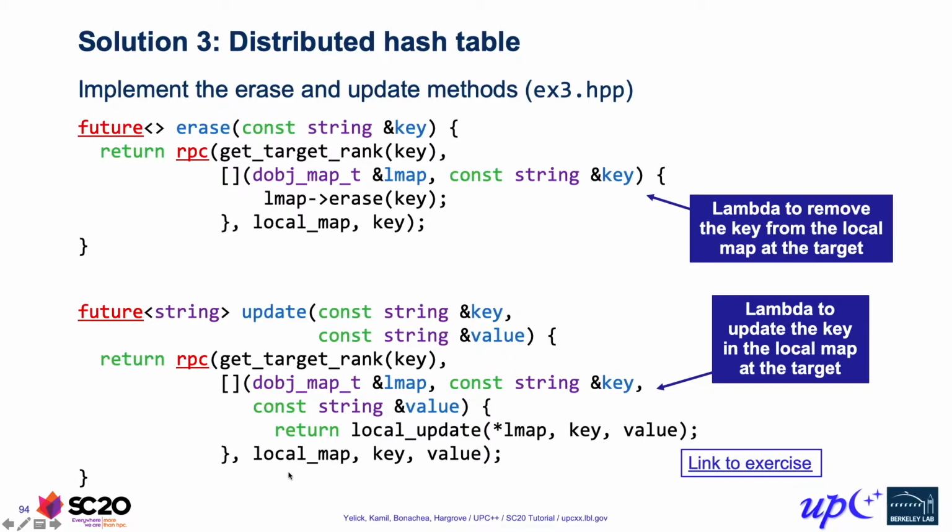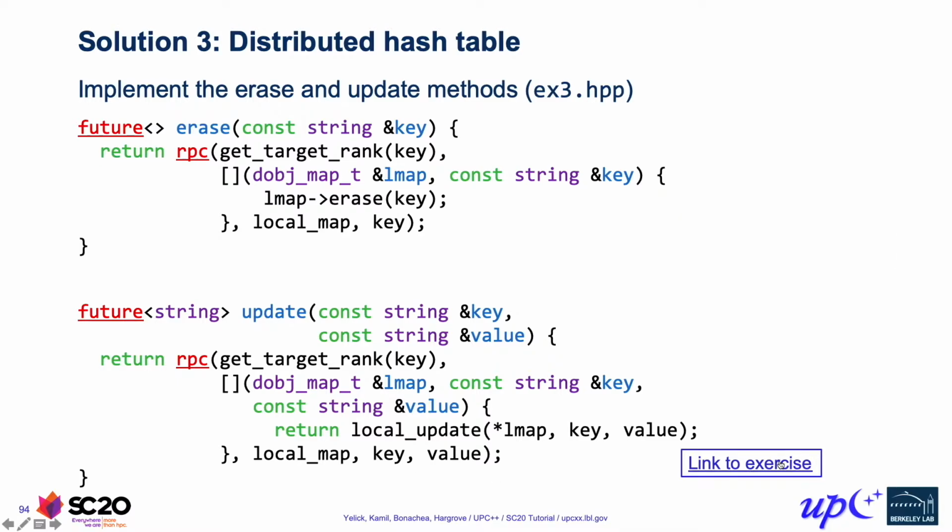Okay, so this is an illustration of moving computation to where the data is located. So again, we want to actually do an erase or an update. And so we just send the function that does that and all the necessary arguments over to the owner of the data to perform the operation.